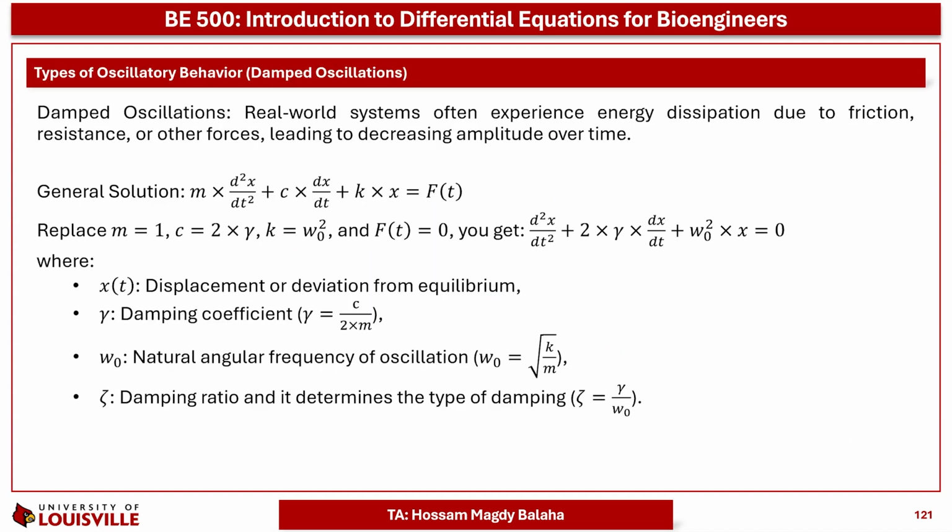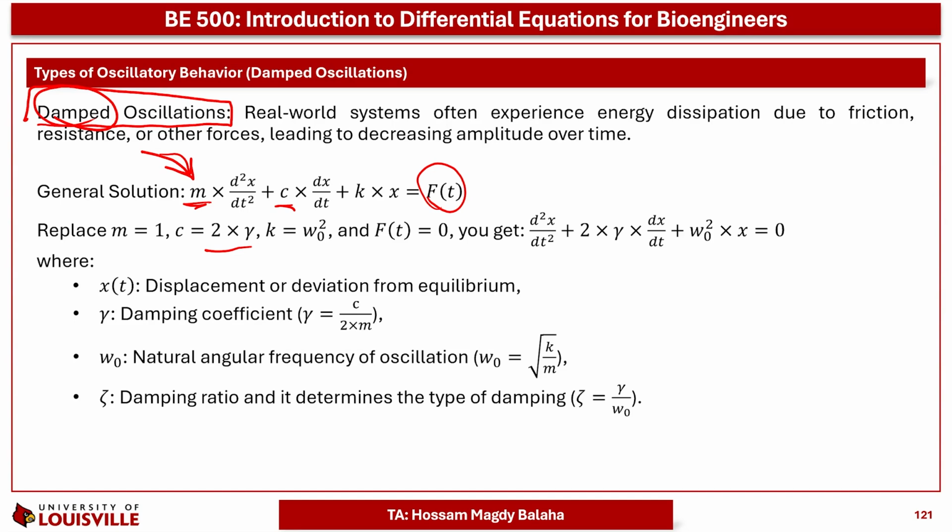The second category is called damped oscillations, and it's opposite to undamped because in this case, the oscillation will be damped after a certain time. Real-world systems often experience energy dissipation due to friction, resistance, or other forces, and this leads to decreasing the amplitude over time. So if this is the general solution, then just replace m by 1, c by the value 2 gamma, and k by the value omega naught squared. And also in this case, there is no external force, so f of t equals 0.